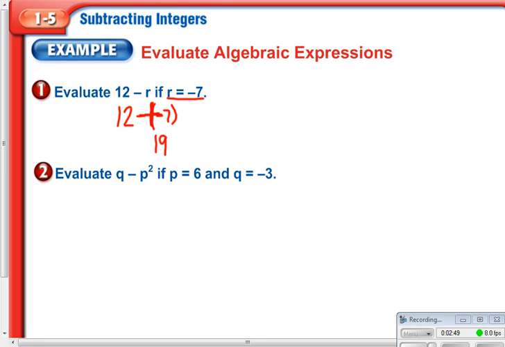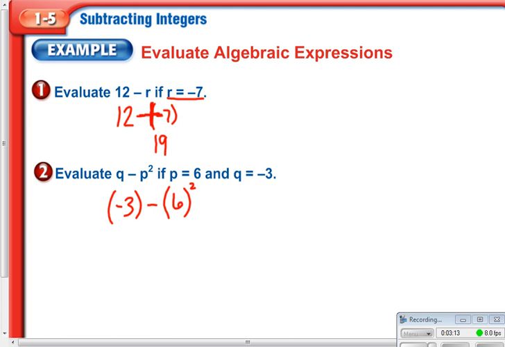Example 2, substitute in for p and q. Remember, when we substitute, we like to use that set of parentheses. So we have negative 3 minus, in for p is 6, and that is squared. Looking at this problem, you're going to go ahead and use your order of operations. P is parenthesis. Well, there's really nothing to take care of inside your set of parentheses, so we'd move on to our exponent.